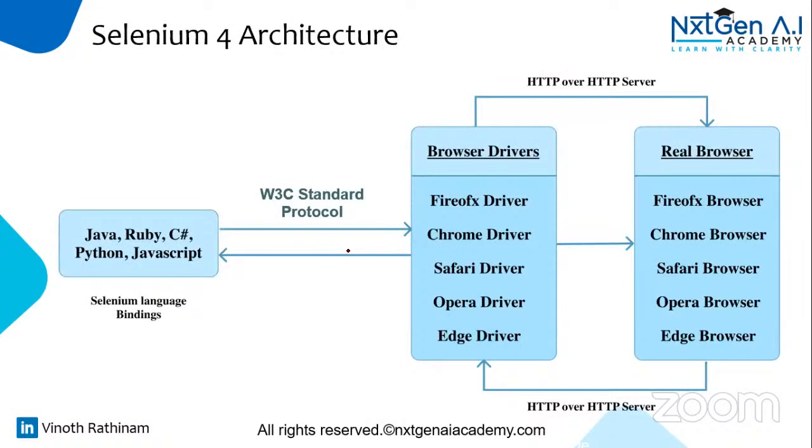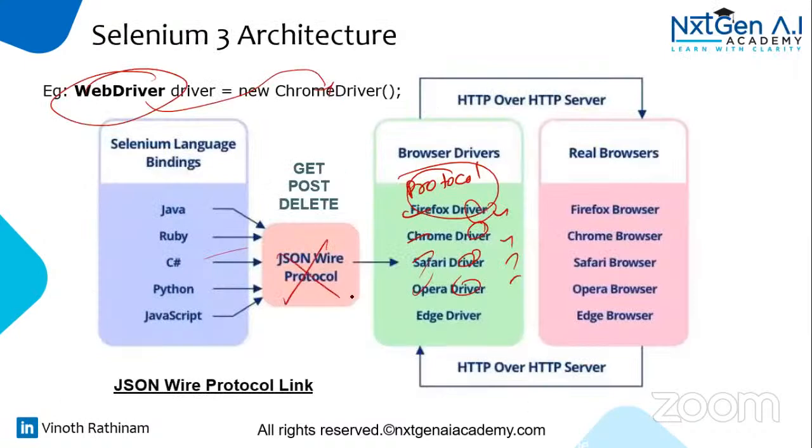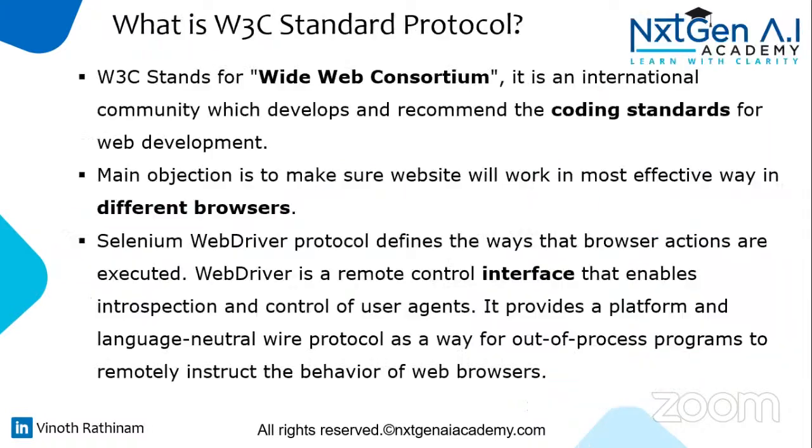Now in Selenium 4 architecture, what they have done is we removed this. What is this? JSON wire protocol. Totally we removed it. We came up with a new concept. There is no intermediate protocol. They follow the W3C standard protocol. So first of all, we must know what that is. W3C means World Wide Web Consortium.